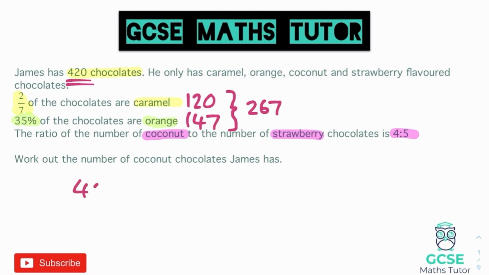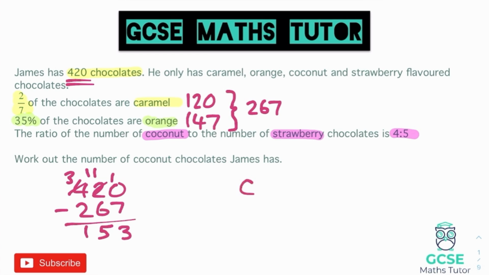So 420, and we'll take away 267, and again, without a calculator, we're going to have to do a bit of work here. 7 from 10 is 3. We're going to have to carry again. 6 from 11 is 5, and 2 from 3 is 1. So that leaves us with 153 chocolates that are going to be coconut or strawberry. So we're going to write this as a ratio. Coconut to strawberry, and that is 4 to 5. I always dislike it when there's an S and a 5 next to each other, they look so similar.